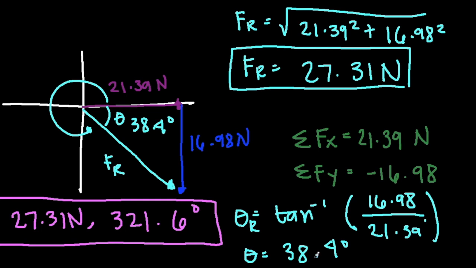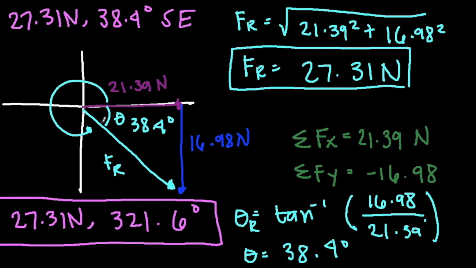But if you want to use 38.4, it's okay. You can write it as 27.31 newtons, 38.4 degrees, and this one is on the fourth quadrant. So of course this is south of east, because it's from the east and then it went to the south, this 38.4.